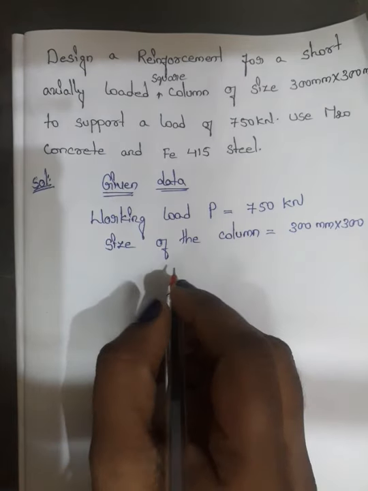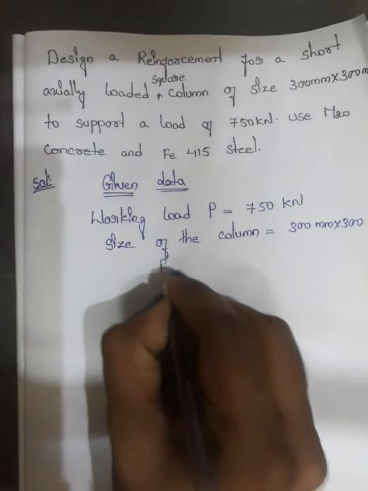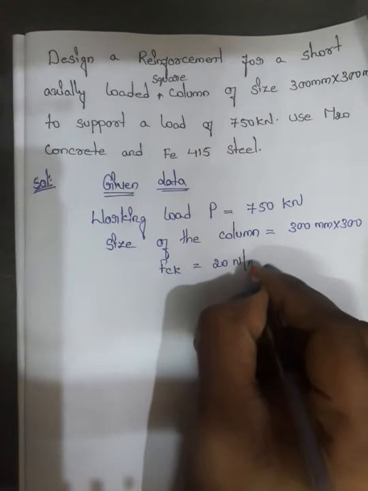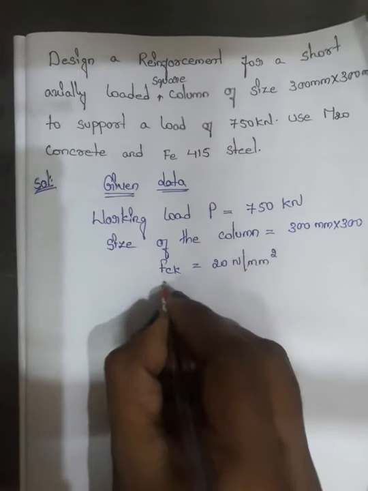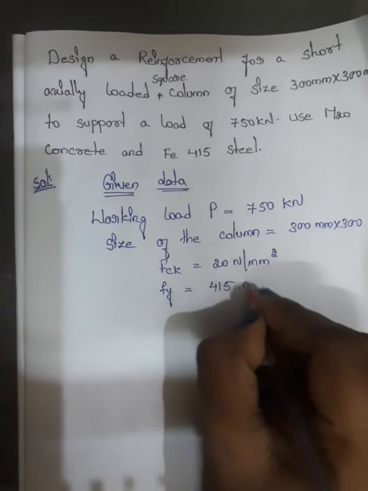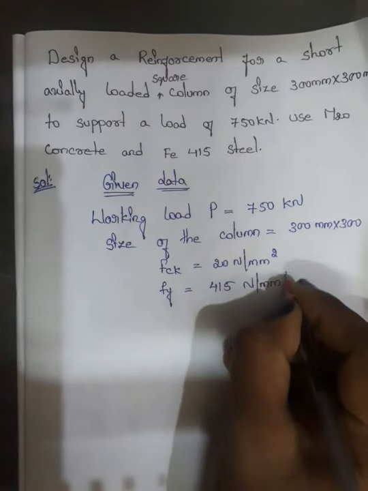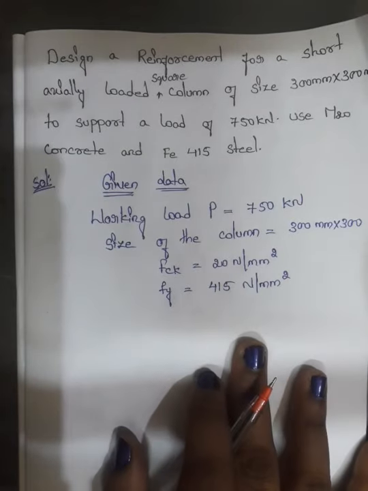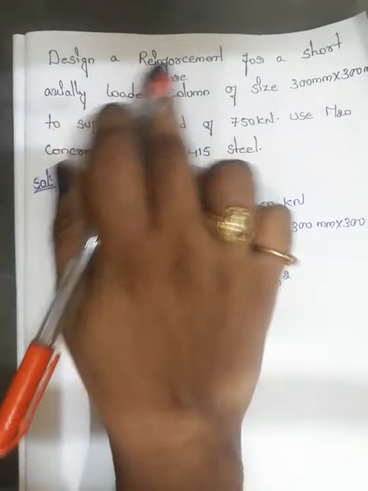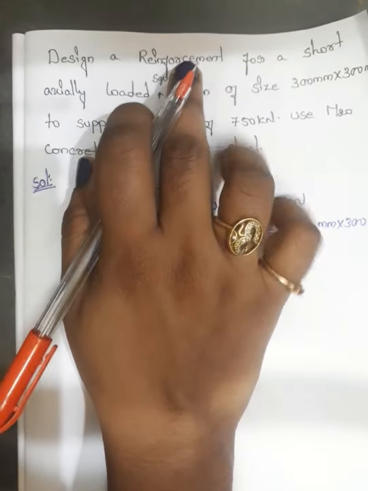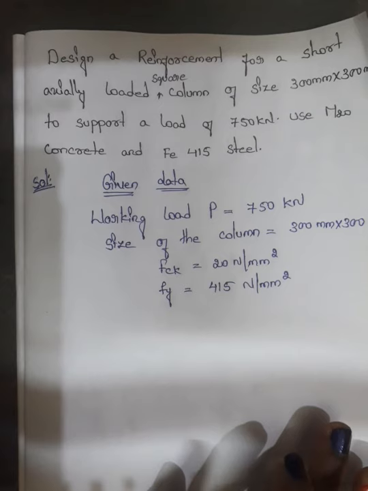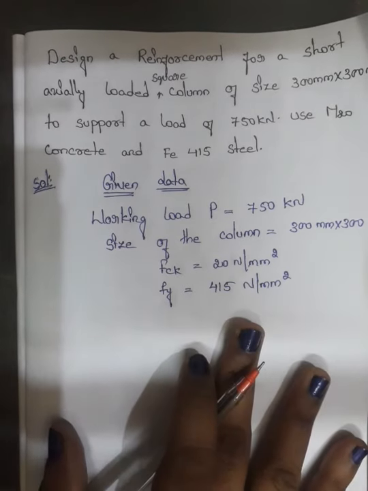Fe415 steel and M20 grade concrete. So which means fck is equals to how much? 20 Newton per mm square and fy is equals to 415 Newton per mm square. So this is what is given in the question. So we need to design the reinforcement. So we'll see how to find the reinforcement for this square column.